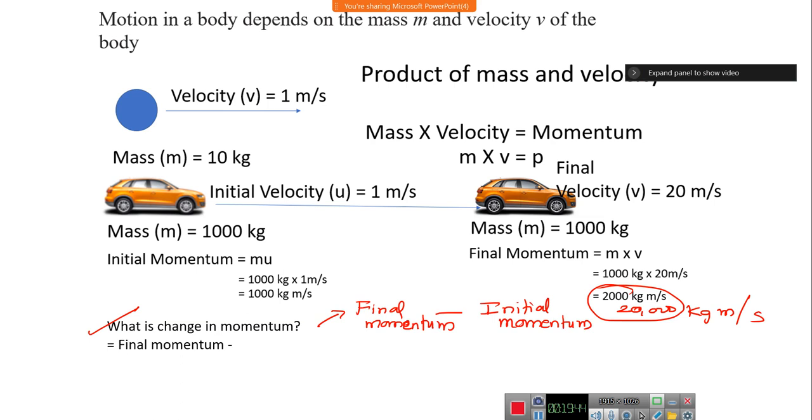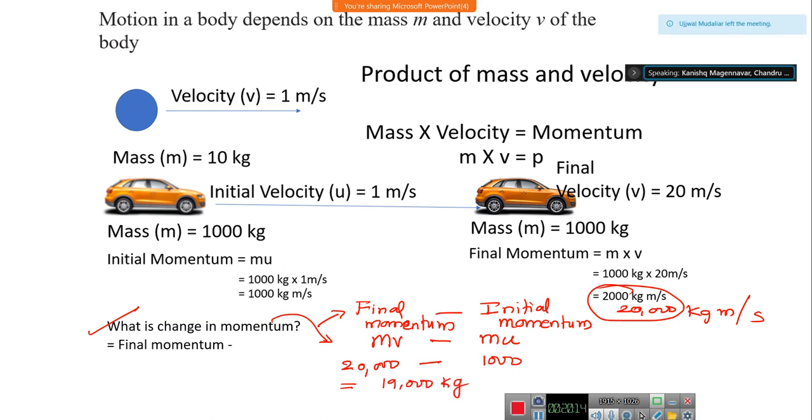And final momentum we can write as m into, tell me, is it u or v? M into v minus m into u, correct? So that is the change in momentum, right? Now that will be equal to 20,000 minus 1,000, which is equal to how much? 19,000 kg meter per second.